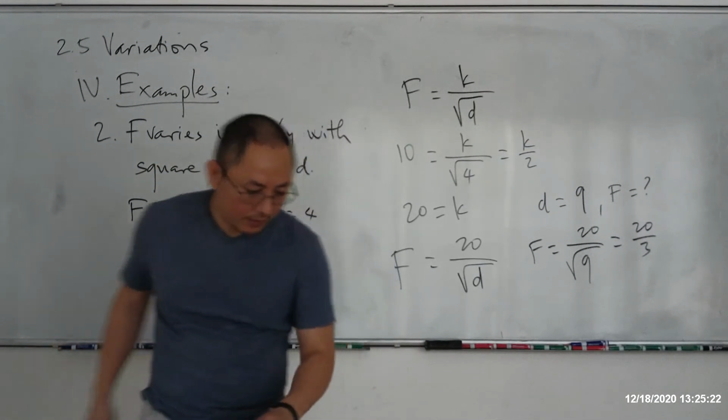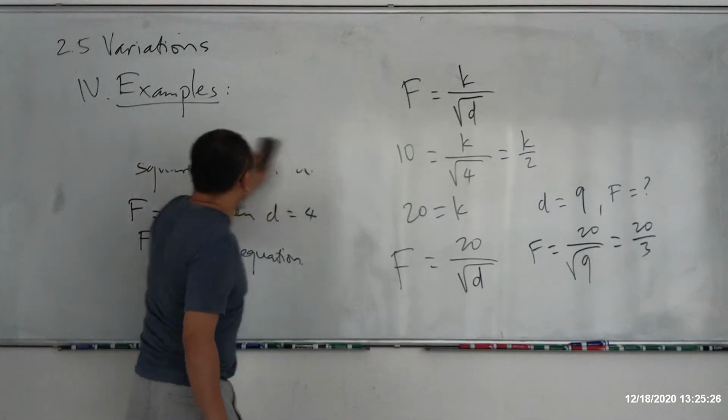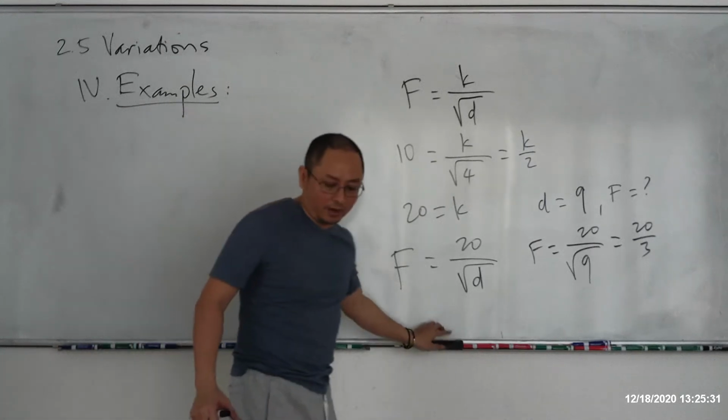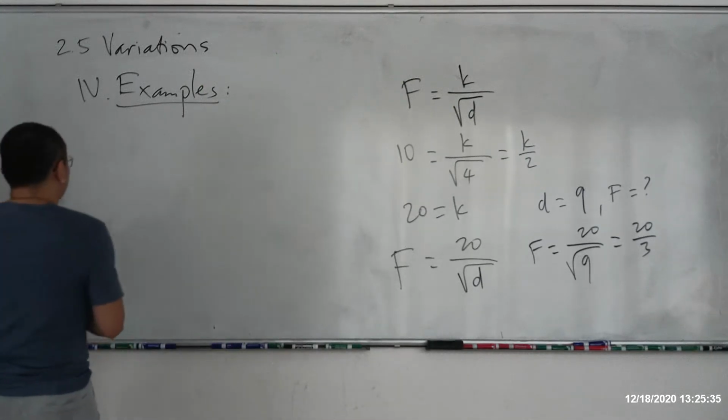Okay. So, next one. You see direct variation, inverse variation. What about the combination of those? Last example. Okay. Example number 3.